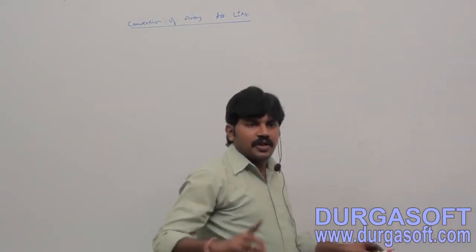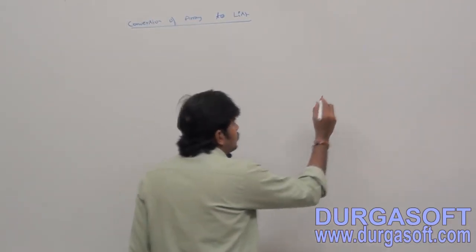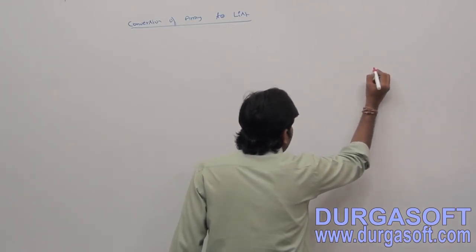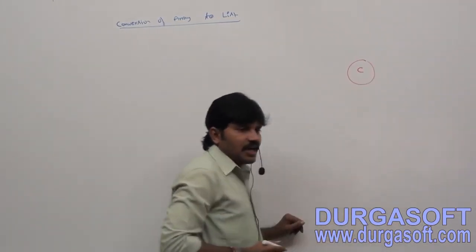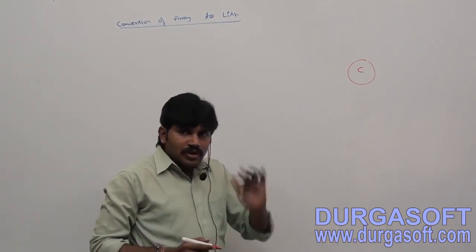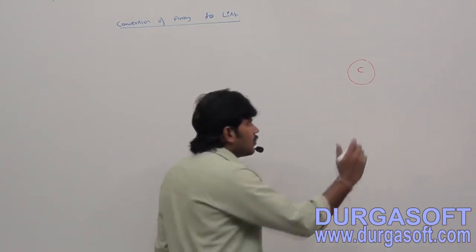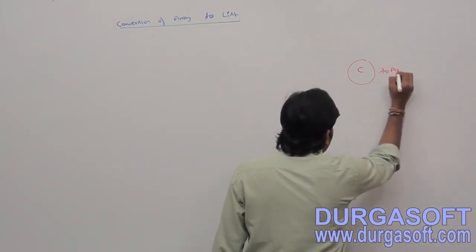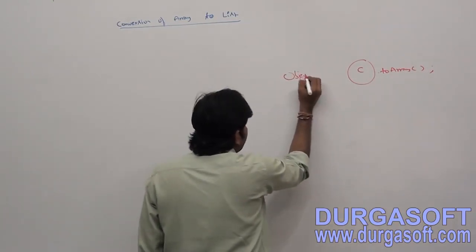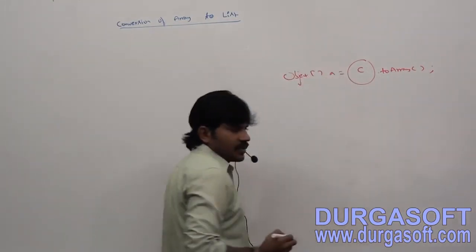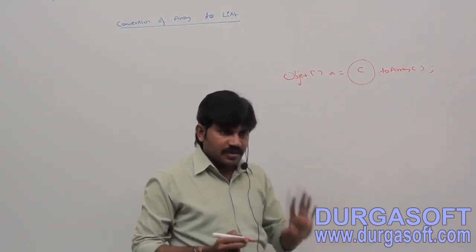Here I have to explain one very important point. Observe. I have a collection object, and I want to convert it to an array. Collection to array, what is the method? The toArray method. By default we get an equivalent object array. That is the method to convert a collection to an array.